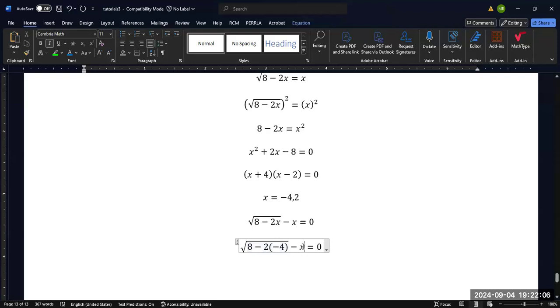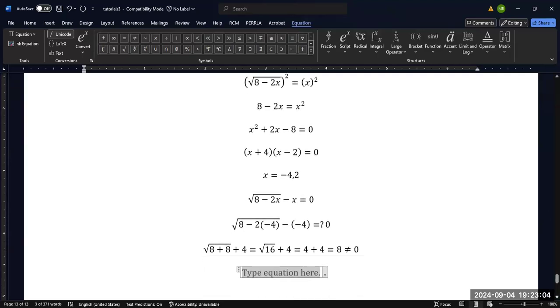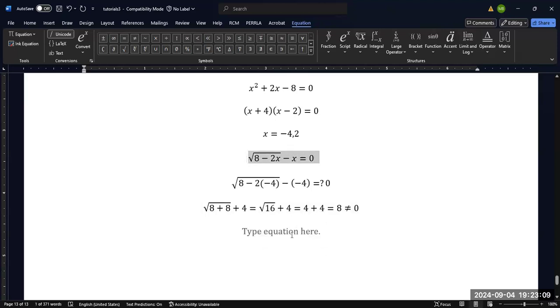So, negative 4, negative 4. Let's see what happens if I simplify this side of the equation. I'm going to get negative 2 and negative 4 multiplied together is going to give me positive 8. And negative 4 and another negative is going to give me plus 4. But that's going to give me the square root of 16, plus 4, which is equal to 4 plus 4, which is equal to 8, which is not equal to 0. So that's not good.